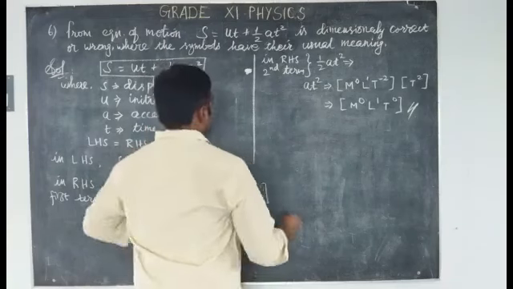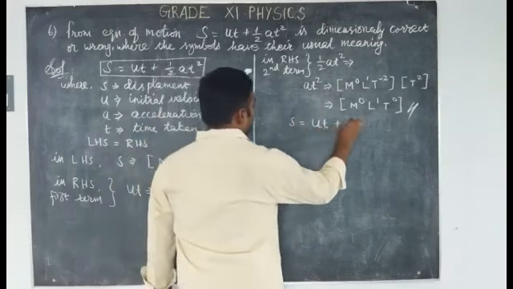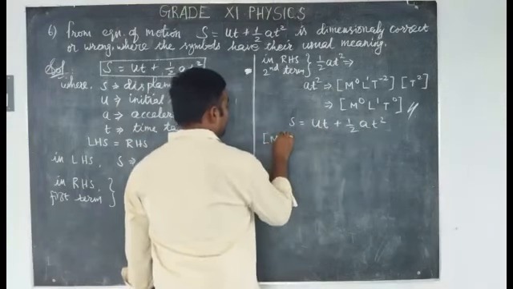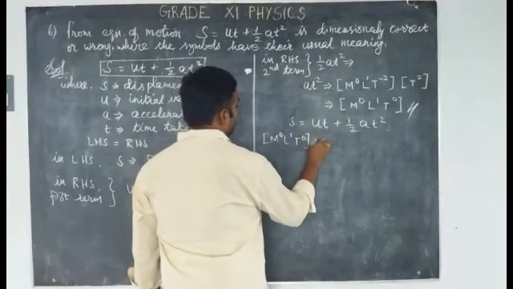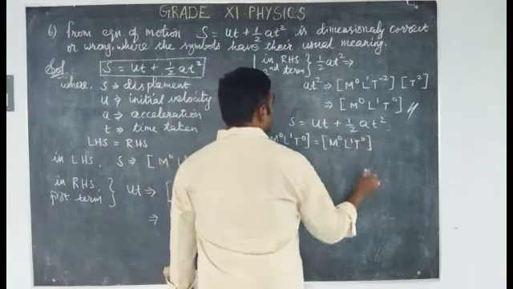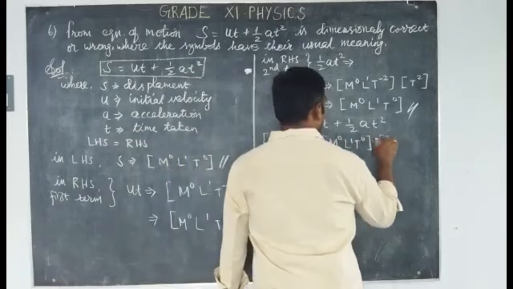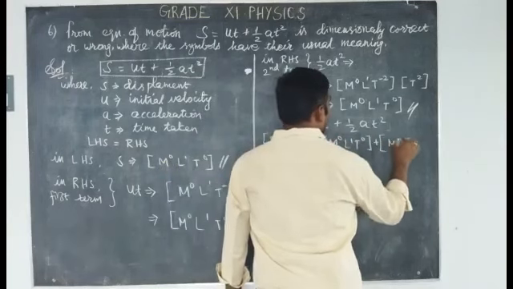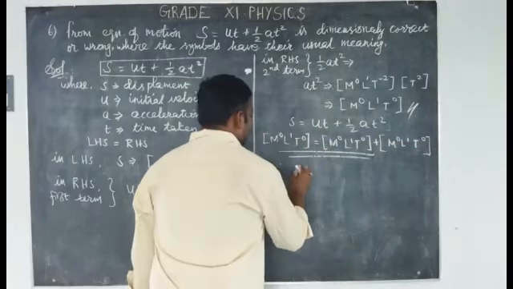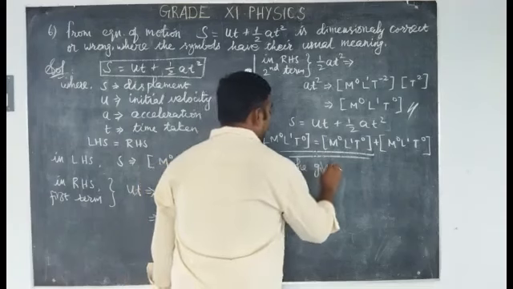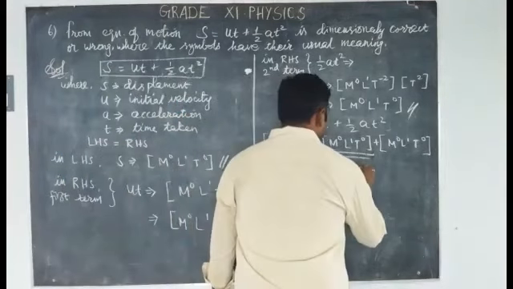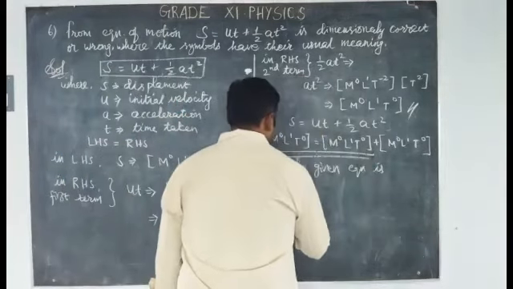Therefore, S is equal to ut plus half at square have the same dimensions in left hand side and right hand side. In left hand side also m power 0, l power 1, t power 0. This ut also the same, m power 0, l power 1, t power 0. This half at square also the same dimension. Right hand side plus m power 0, l power 1, t power 0. So this equation is dimensionally correct. Therefore, the given equation, s is equal to ut plus half at square, is dimensionally correct.